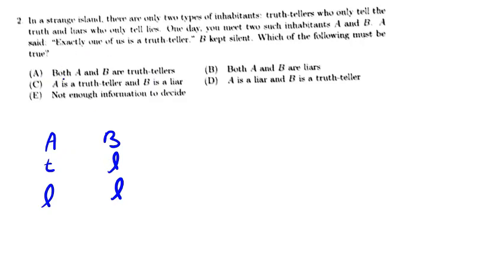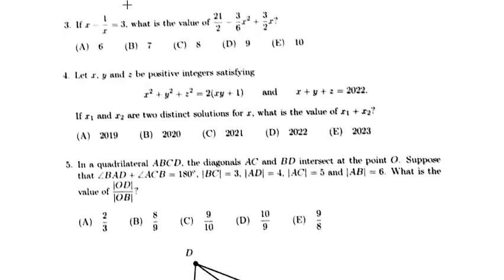A says both A and B are truth tellers. Wrong, because A can also be a liar. B, both A and B are liars. No, because A can be both of them. A is a truth teller. Only A is a liar. Not enough information to decide. So the answer is E.